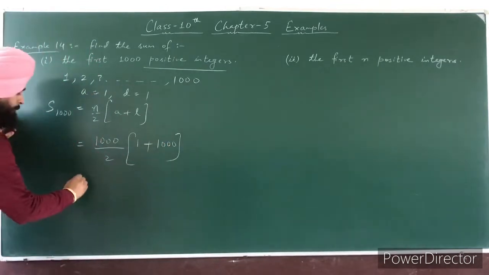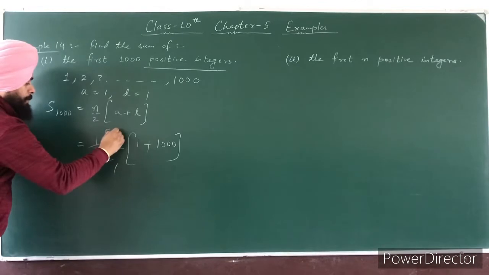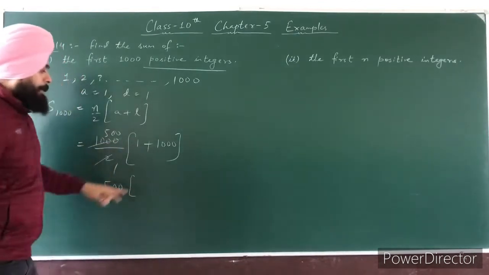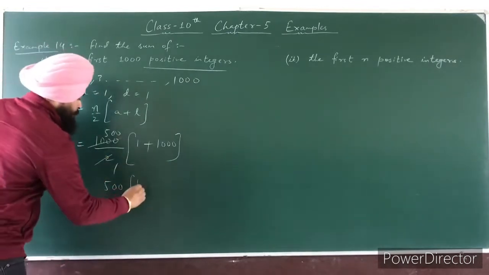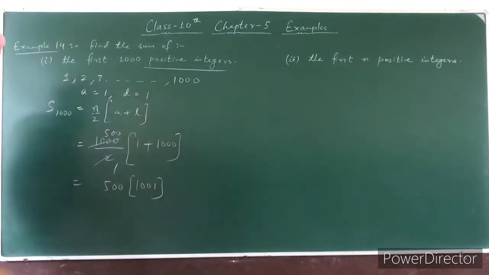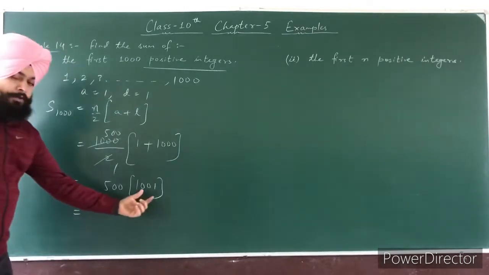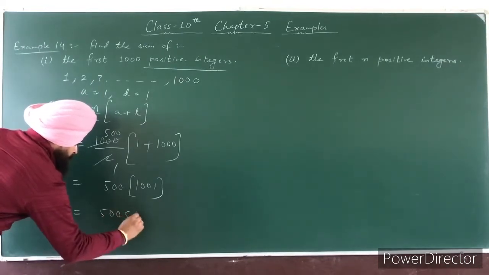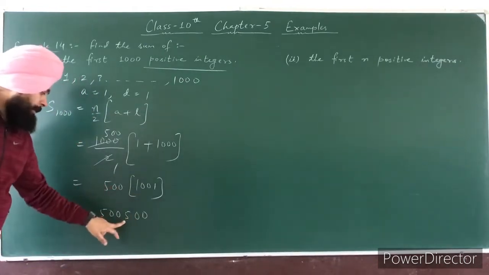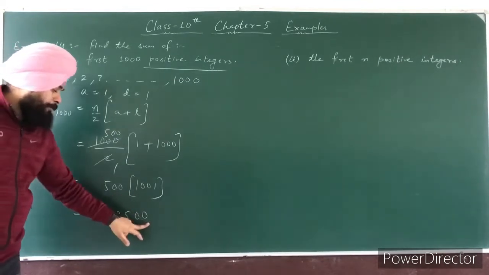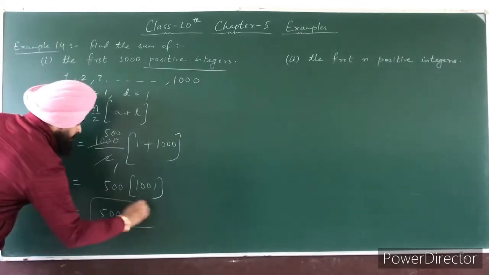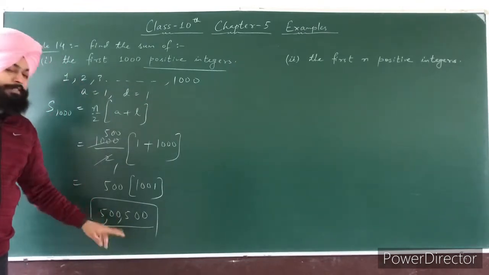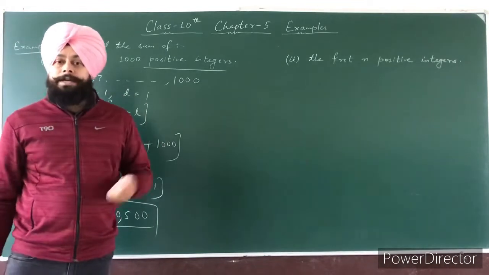Now solve this. 2 ones are 2, 2 fives are 10, so it is 500 into 1000 plus 1, which is 1001. Now multiply 1001 into 500. Clear, students? 5 ones are 5, 0, 0, 5 ones are 5, and put two 0s at the end. So what is your answer? The answer is 500,500. So 500,500 is the sum of the first 1000 positive integers.